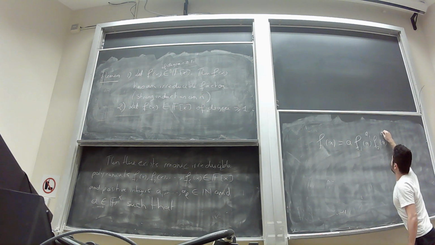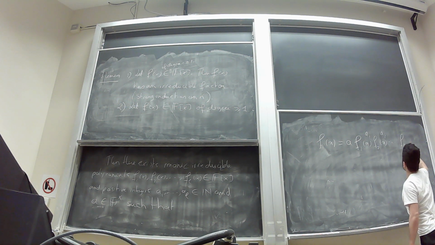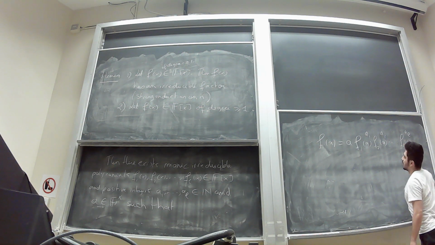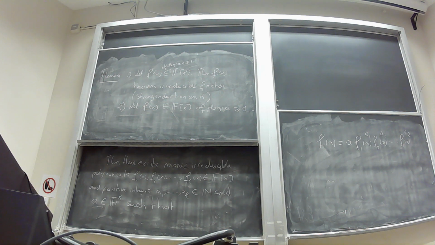F2 of x to the A2, FL of x to the AL. What does this one look like? Prime factorization. Exactly. We have a prime factorization in F[x]. Then there exists something monic. What does monic mean? The coefficient of the highest degree is 1. This is like the prime factorization, right? You remember this is a prime factorization? Just you do it in F[x].